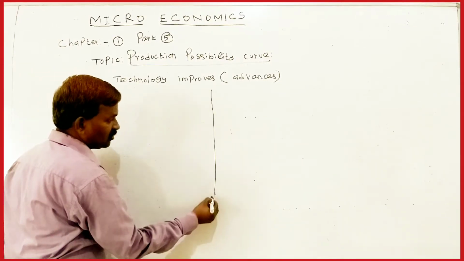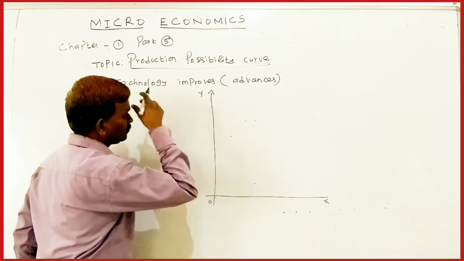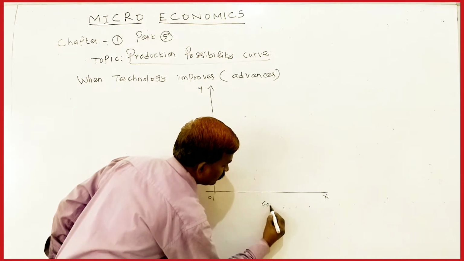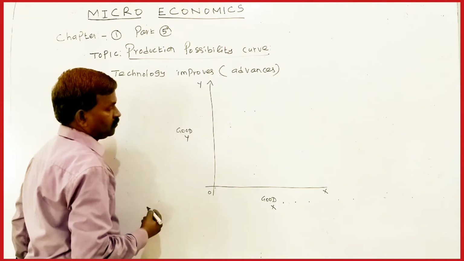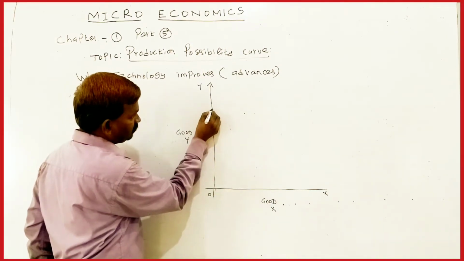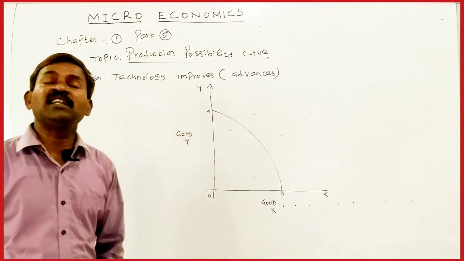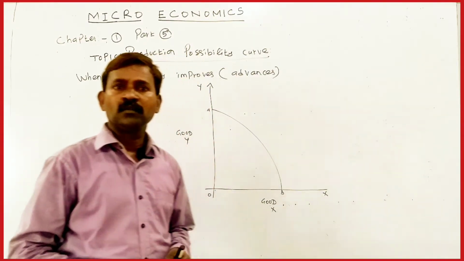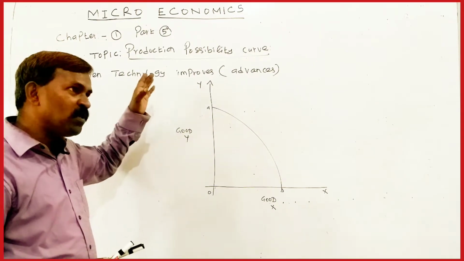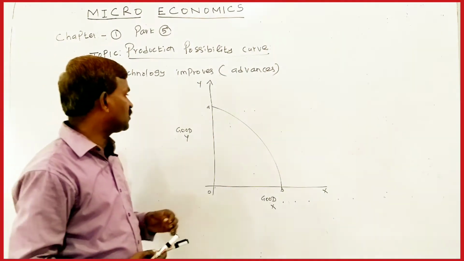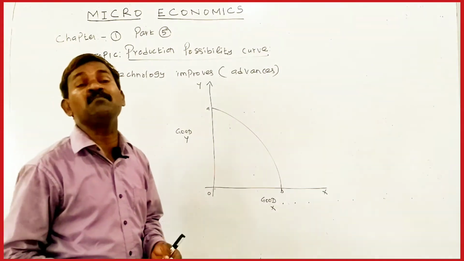Let me first draw the old PPC before the technology advances. The old PPC, before there was any change in the method of production. What is the other name of method of production? The technology used. Before there was any improvement in the technology in the production of both the goods, AB was the PPC. Before technology improves.